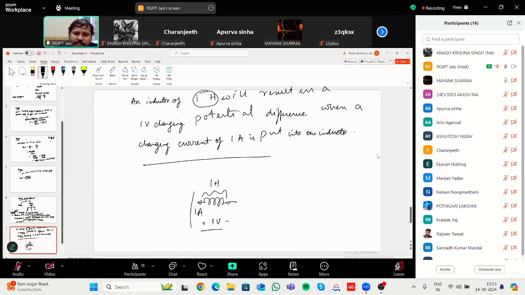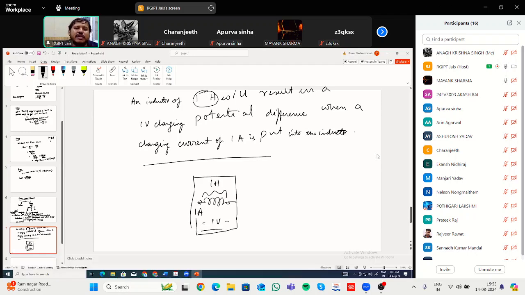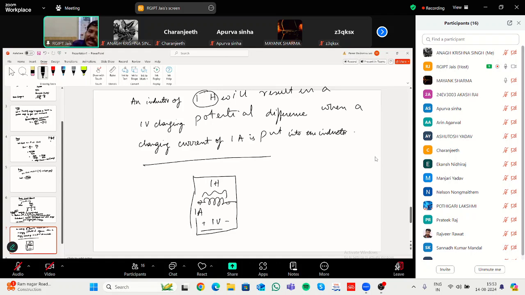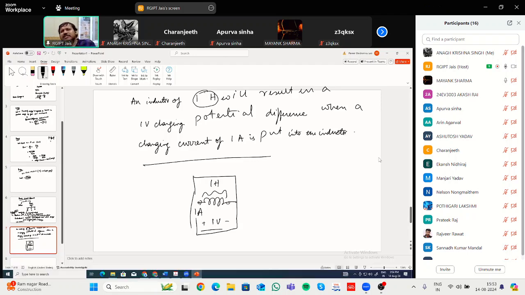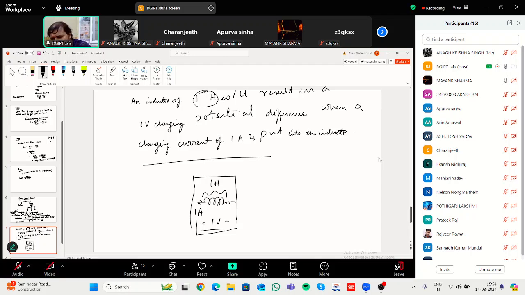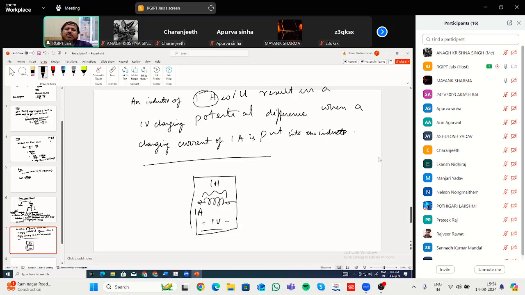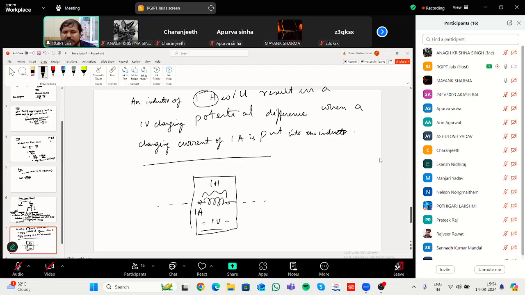How, that we will learn. How this is done, what is the relation between these two things, through mathematical derivations and everything we will do. But an inductor of value 1 Henry will produce a changing 1 volt potential difference when a changing 1 ampere current is introduced in it. What is there outside these two terminals, that we'll see. That will depend on what kind of a circuit you are using. So what is the relation between this current and voltage?